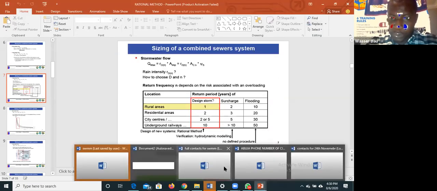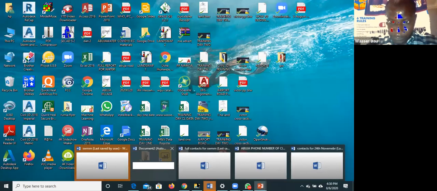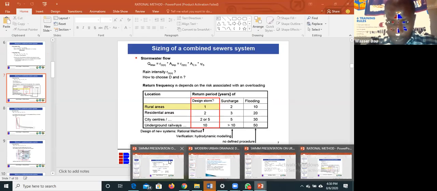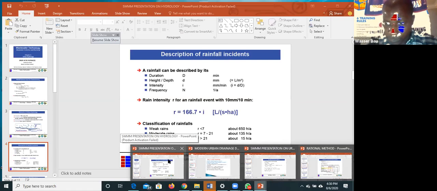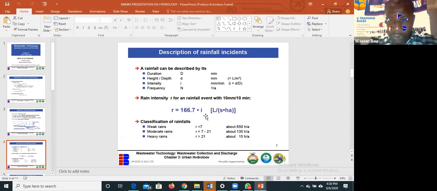So we are back to hydrology. So that is it. And then for a rain of 10 minutes, we usually assume a baseline. This is a baseline formula, but this formula is no more being used now. I'll give us the latest formula, how to calculate it.